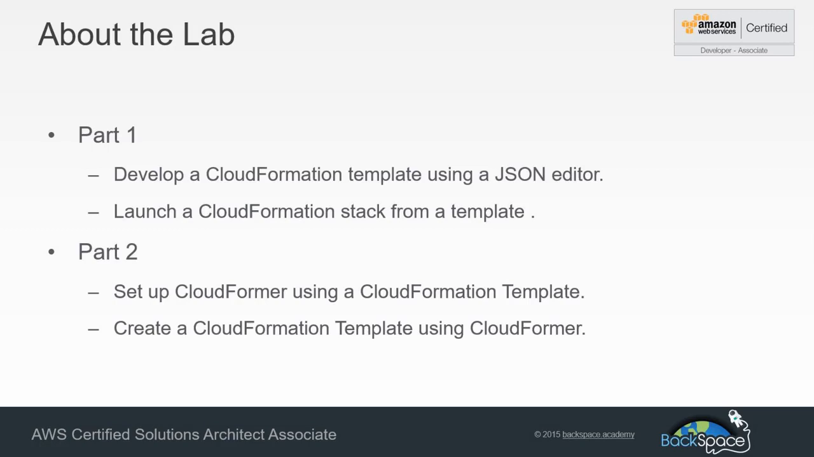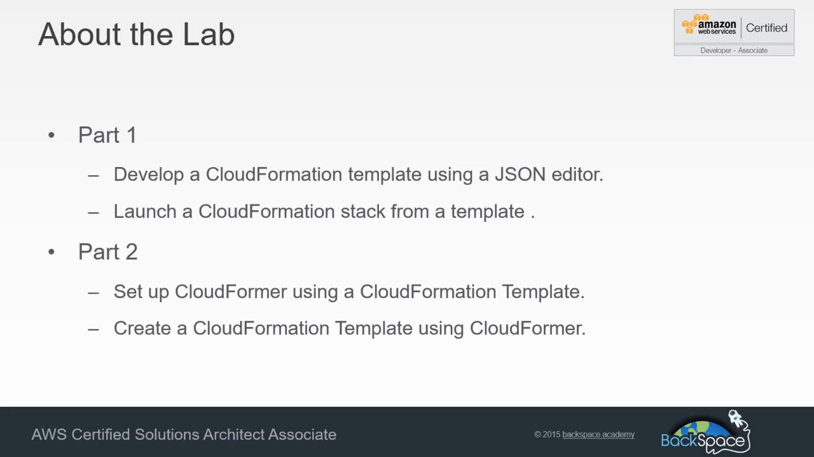In the second part of this lab, we're going to look at a much quicker way of creating complex CloudFormation templates without having to use a JSON editor. And what we're going to use is CloudFormer. CloudFormer is essentially an EC2 instance with some software running on it that will look at our account and the resources within that account, and we can select from those resources and use them to define a CloudFormation template, and it will automatically create that JSON file for us.